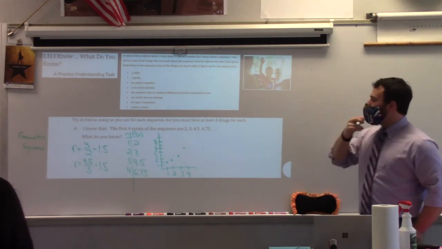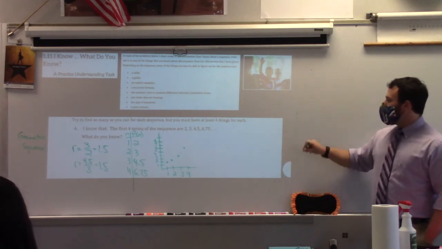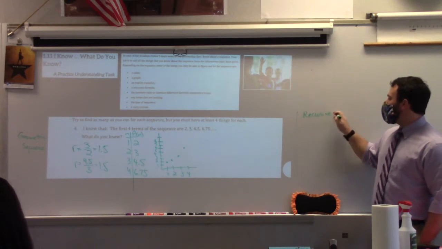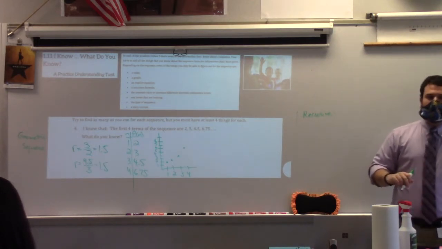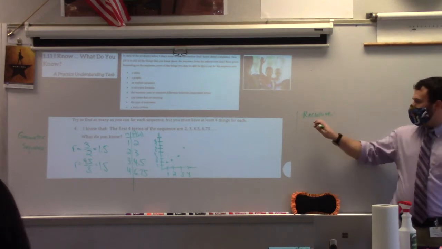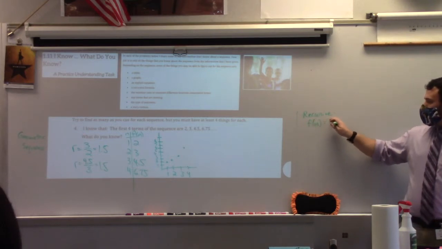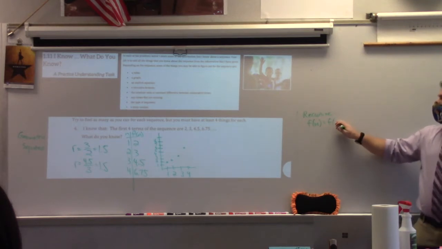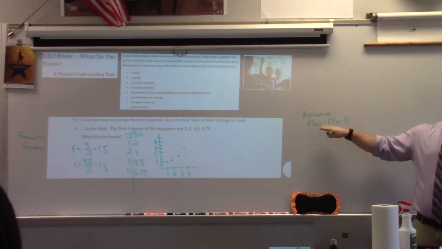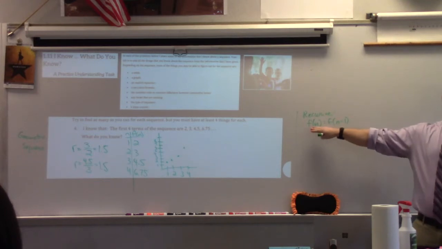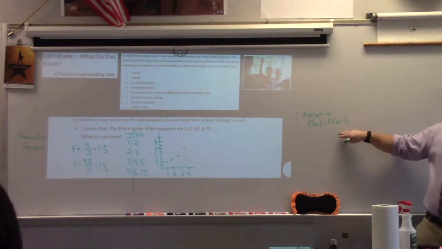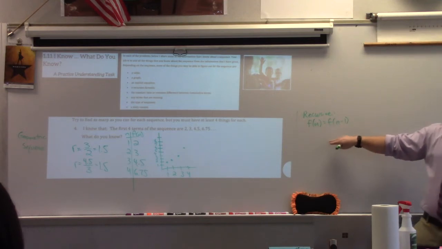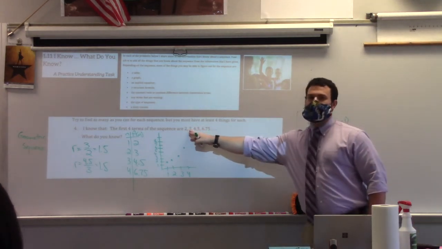Now, I do want to remind you, I'm not going to go through the whole thing, but when we talk about a recursive equation, how does a recursive equation always start? F of n equals f of n minus 1. Be careful, not f times n minus 1, f of n minus 1. That's also function notation. F of n and f of n minus 1, because the current value is equal to the previous value.